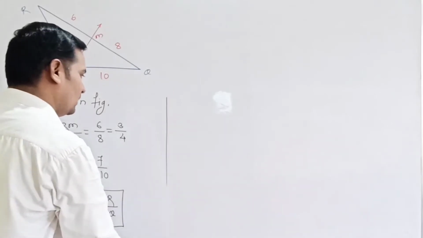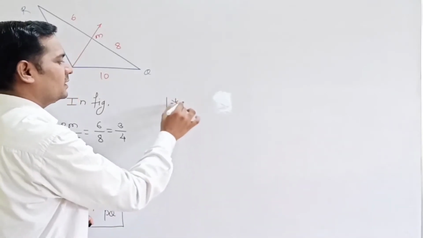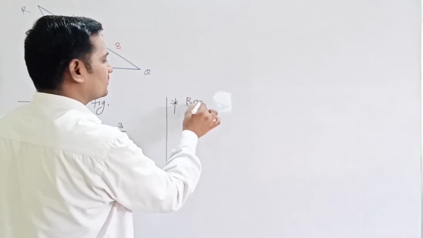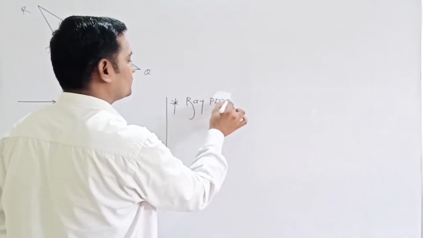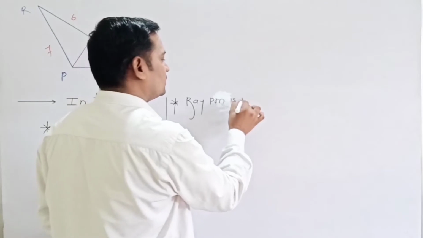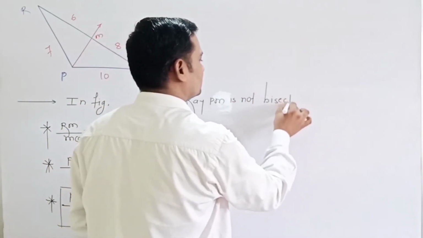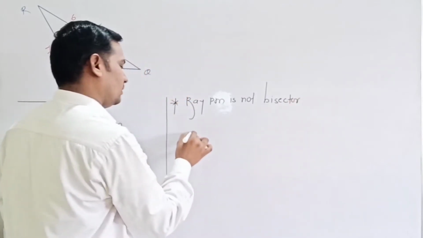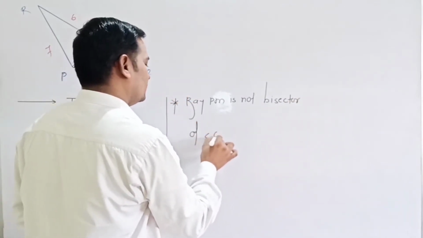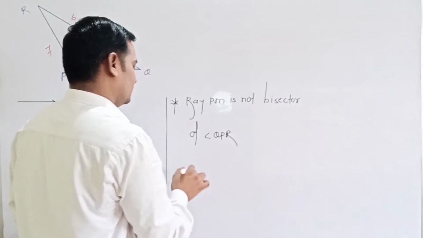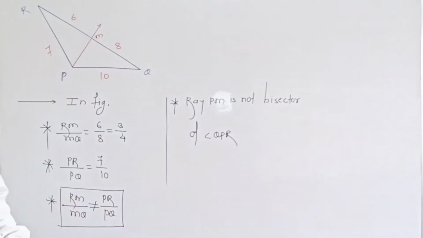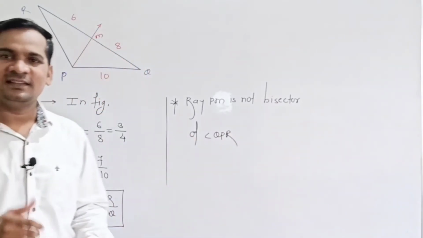Therefore we can write the answer here: ray PM is not the bisector of angle QPR, in this way. How simple is this? So let's take the next question.